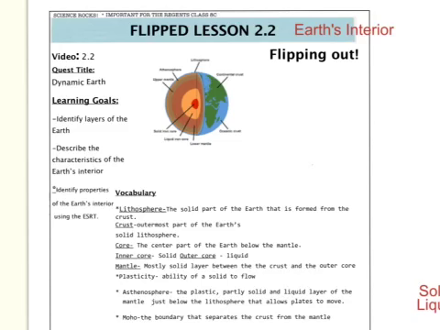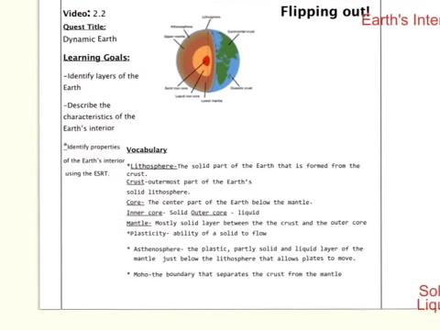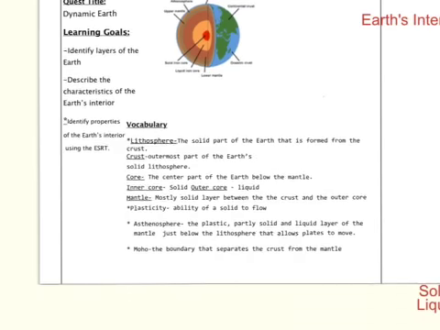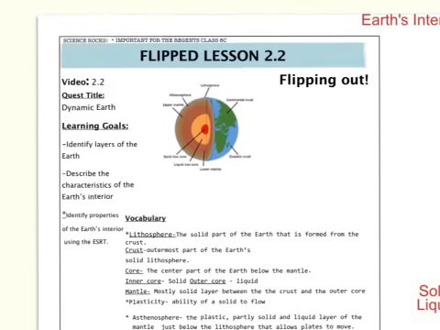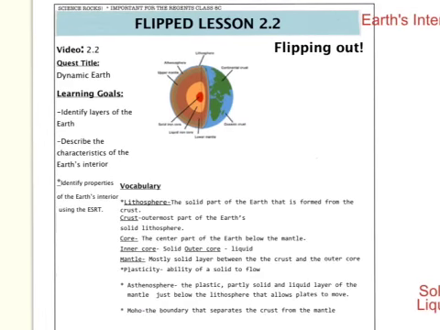At the end of this lesson, you will be able to identify the layers of the Earth, describe the characteristics of Earth's interior, and identify the properties of Earth's interior using the Earth Science reference tables if you are in the Regions class. Below you will see the vocabulary, and they are lithosphere, crust, core, inner core, outer core, mantle, plasticity, asthenosphere, and MOHO. All of this should appear in your notebook when I see you during class. Let's begin.